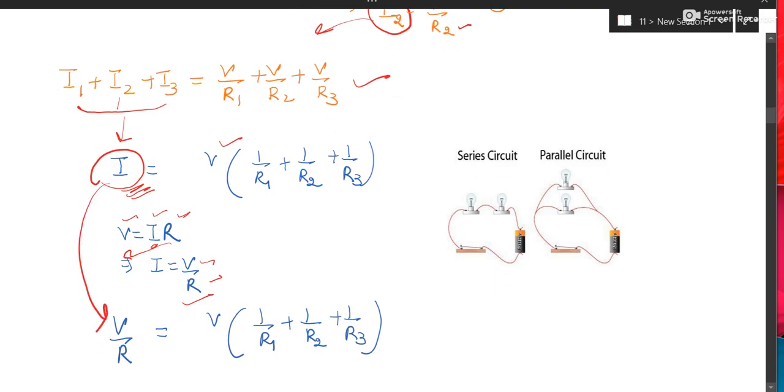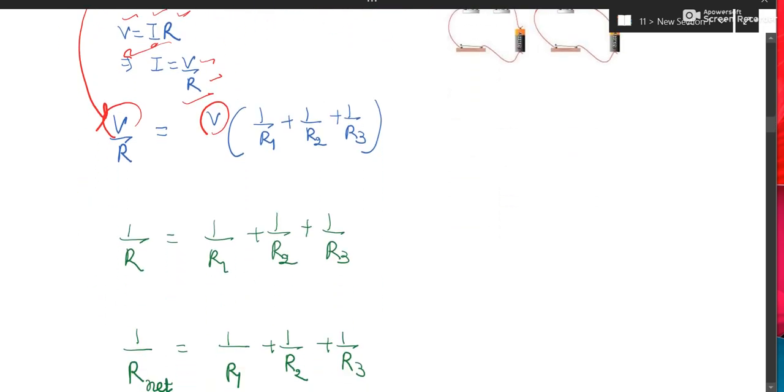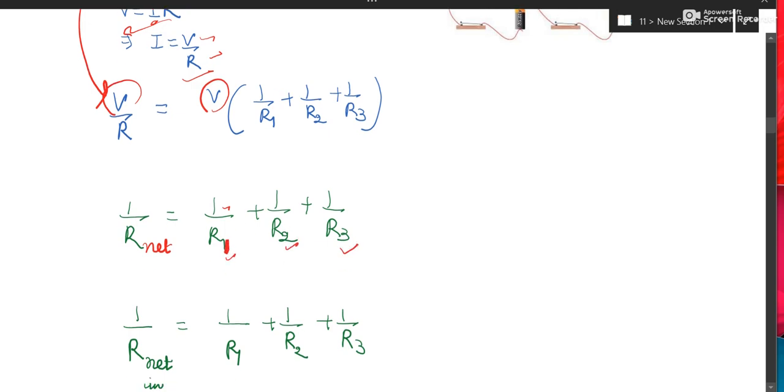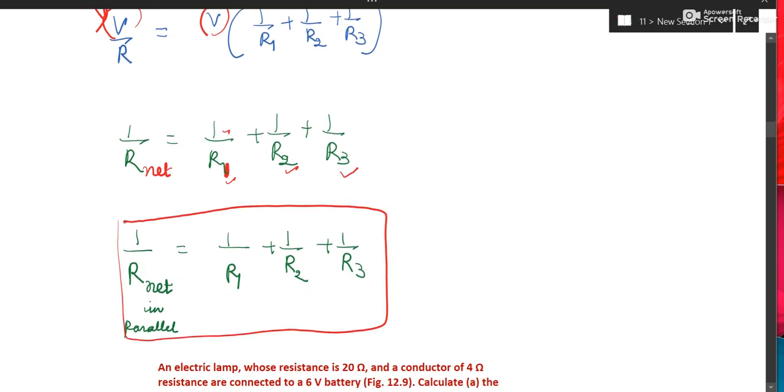Substitute here V by R. V is common from here, it will be cancelled. So 1 by R net, the net resistance in parallel, comes equal to 1 by R1 plus 1 by R2 plus 1 by R3: reciprocal of first, reciprocal of second and reciprocal of third. So this is the formula for net resistance in parallel.